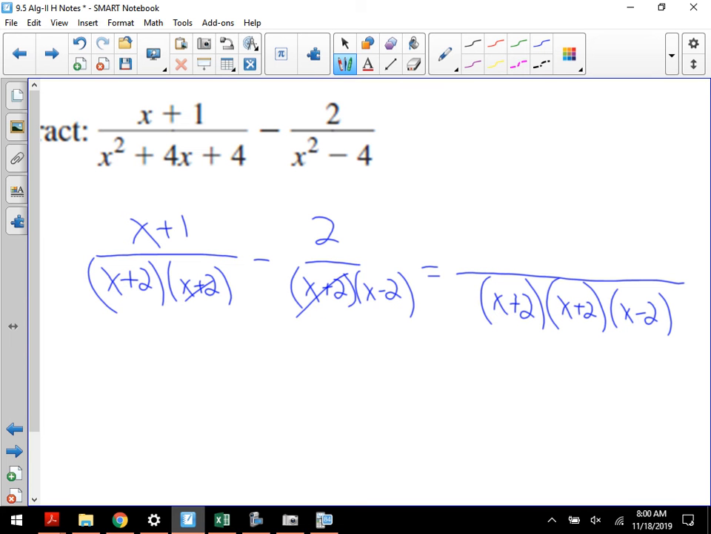Yes, sir. What do they have in common? They have one of them in common, and then what else is left? Okay. So this one needs an x plus 2. And then the other one has an x plus 2, x minus 2. It needs an x plus 2. Okay.